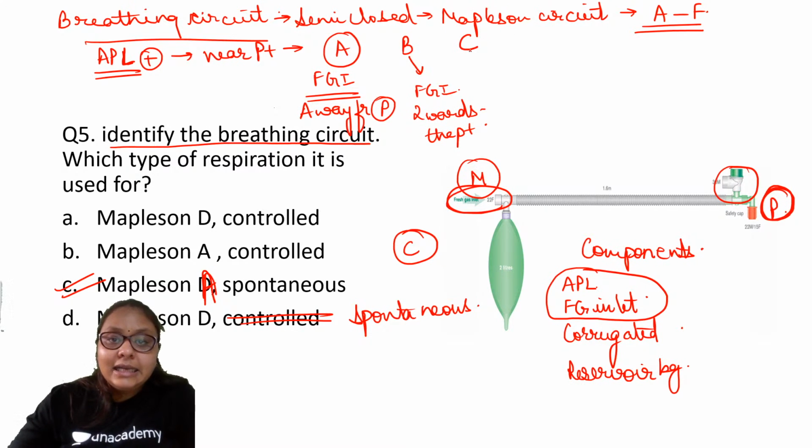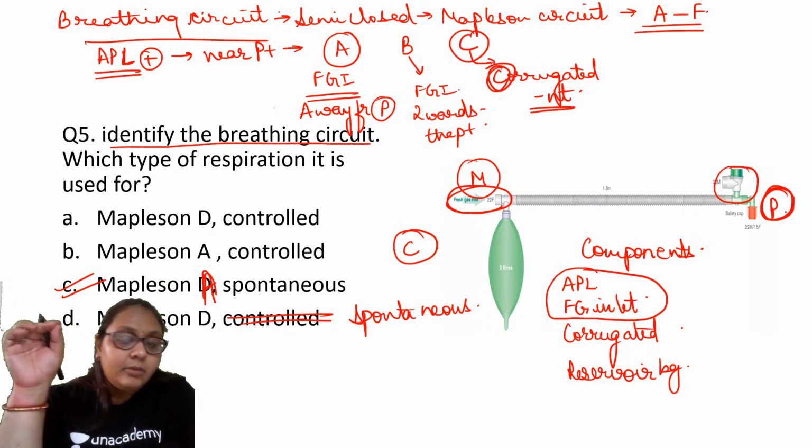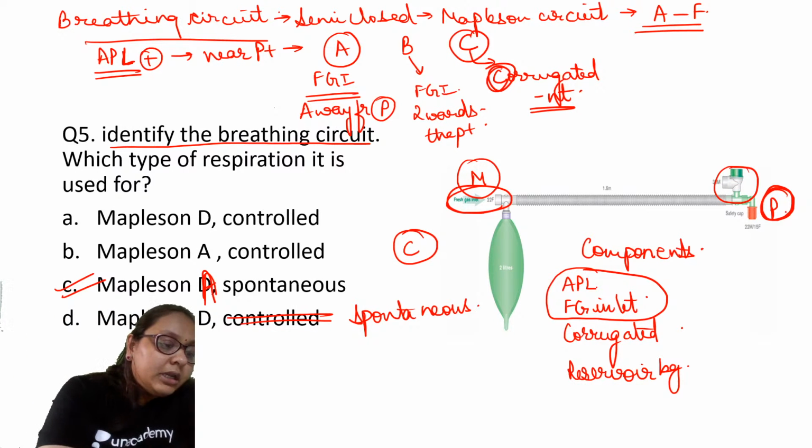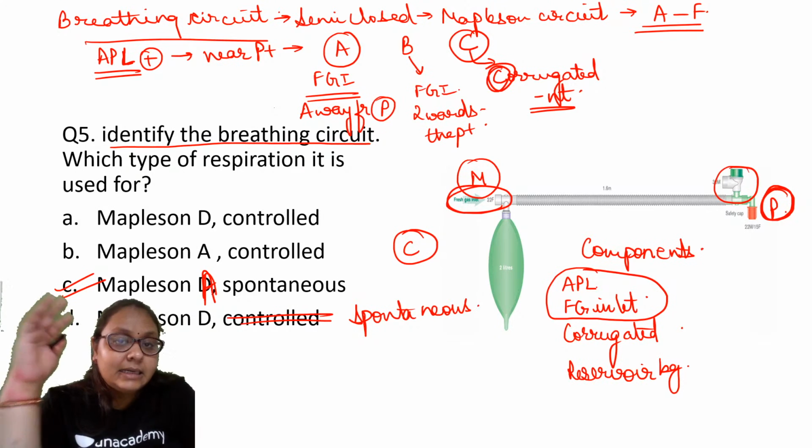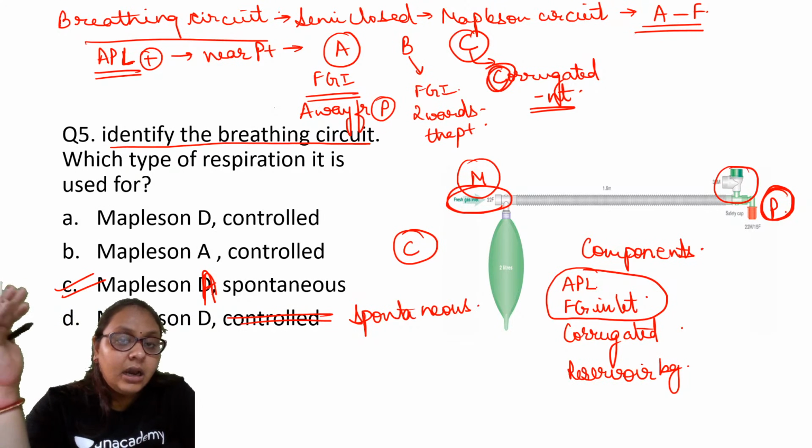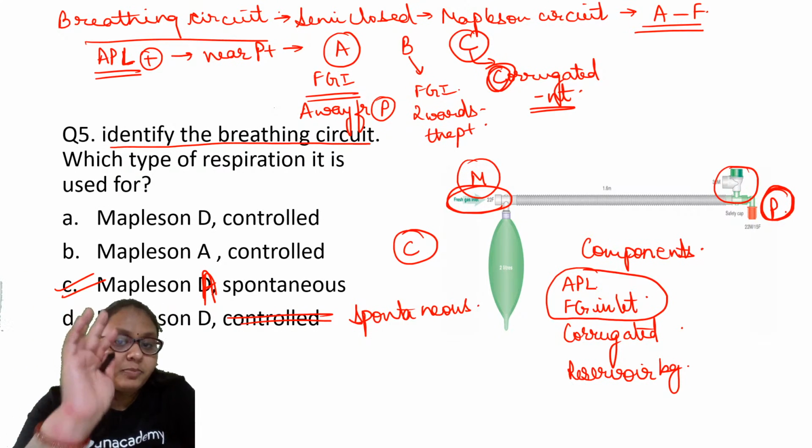In type C, it is same as B, but the corrugated tubing is absent. In Mapleson type C, the corrugated tubing is absent. Is it clear?